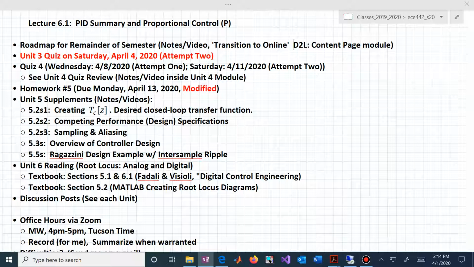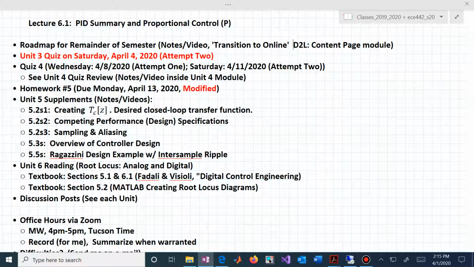Quiz 4 will occur next Wednesday, the first attempt. The second attempt will be the following Saturday, which is the 11th of April, and I will try to provide you with a Unit 4 quiz review in notes and video to be found in the Unit 4 module, and that may not happen until Monday of next week.